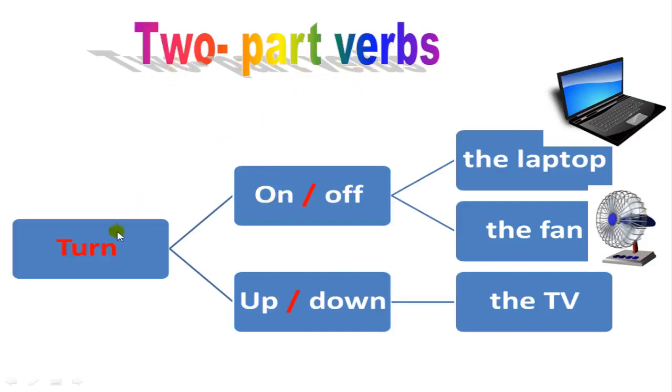Two-part verbs, turn. Turn on, turn off, turn up, turn down. So two-part verbs: a verb which has two parts, verb, preposition. Turn on, turn off, turn up, turn down.